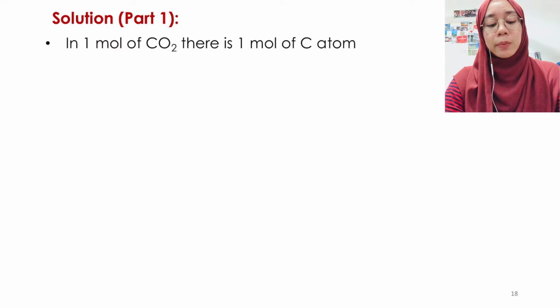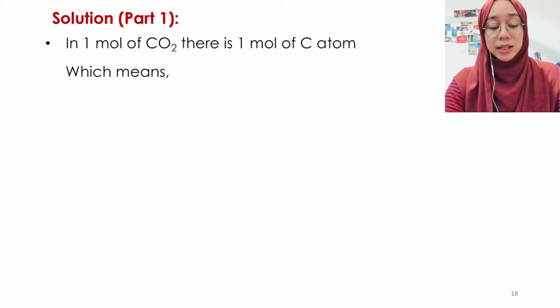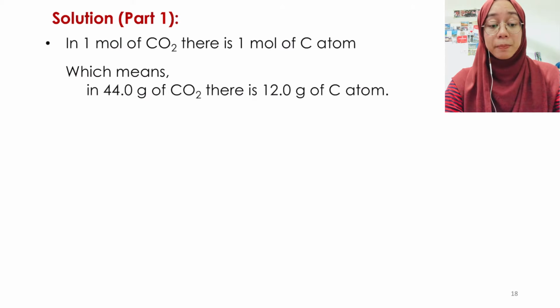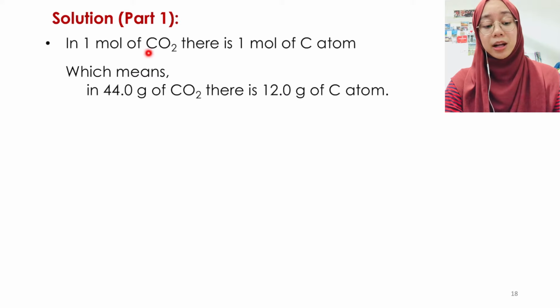So we know that in 1 mole of carbon dioxide there is 1 mole of carbon atom, which means, okay, in 1 mole of carbon dioxide mass dia adalah 44 gram. Kan? Macam mana dapat 44 gram? Kamu tambah dia punya molar mass lah, 12 plus 16 times 2. So you get 44 gram. Okay, so 44 gram ni adalah mewakili mass untuk 1 mole. Meanwhile, dalam 44 gram of CO2 ni, there is 12 gram of carbon atom. Because tadi kan kita ada 1 mole of carbon atom kan dalam kita punya CO2 ni. So maksud dia ada 12 gram.